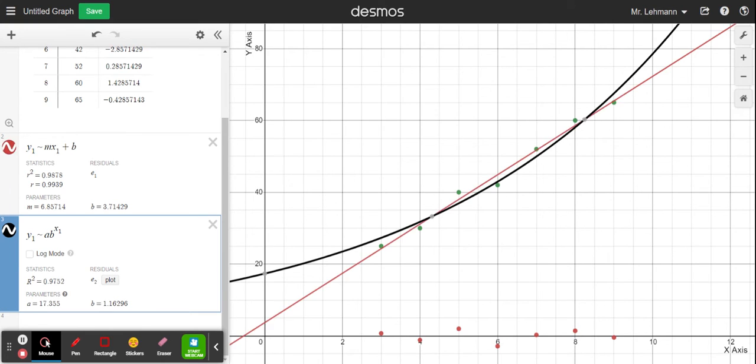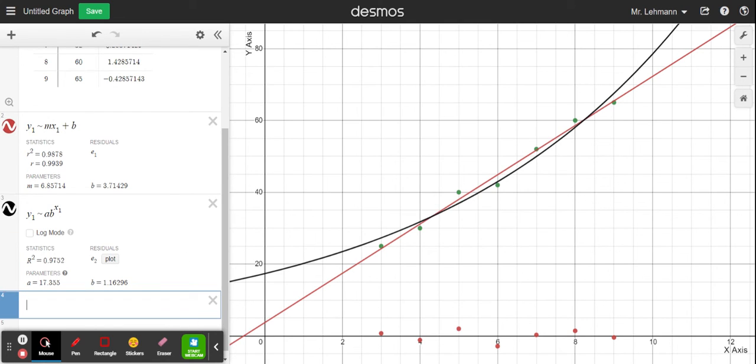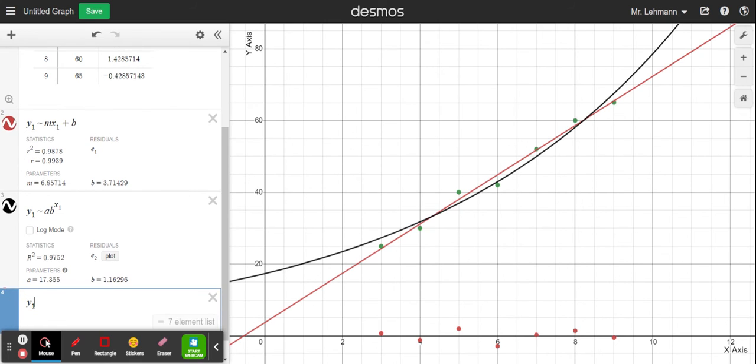The last one that you can, of course, throw on there that we are looking at is our quadratic. And remember our quadratic equation. Now, you can actually put it in any form you want. I sort of err on the side of the vertex form. So as soon as I put Y1, it tells you I'm looking at that 7-element list there.